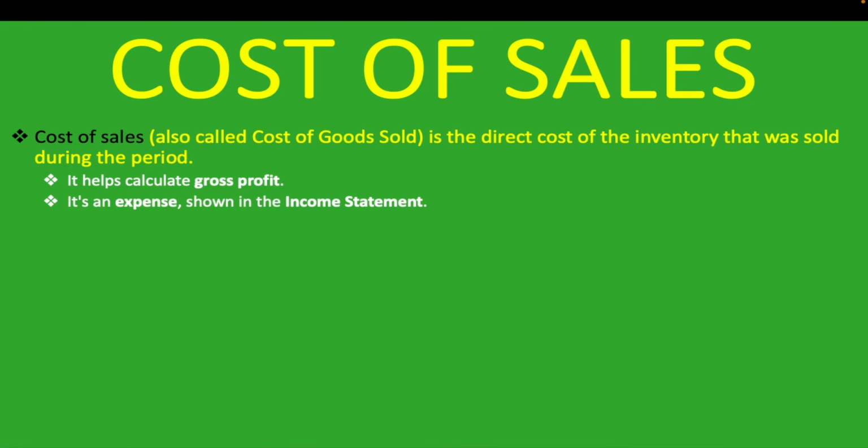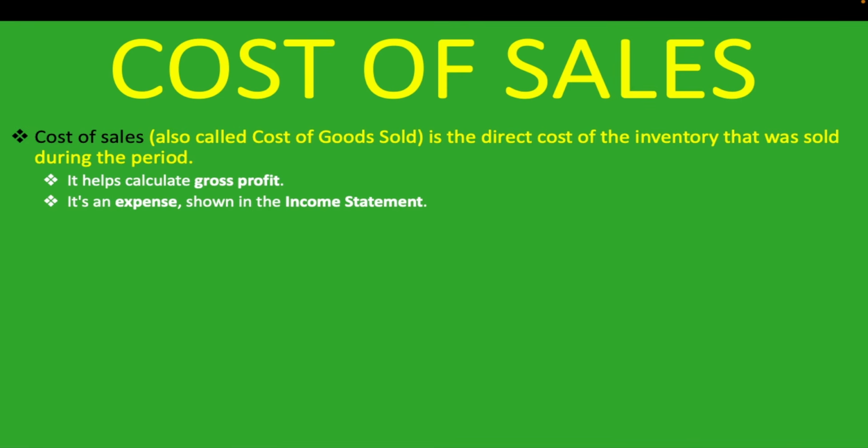Now, I've already explained that cost of sales goes into the income statement or the statement of profit or loss and other comprehensive income. Those terms can be used interchangeably. So if you hear me saying income statement or the statement of profit or loss and other comprehensive income or the statement of comprehensive income, I'm referring to the same statement.